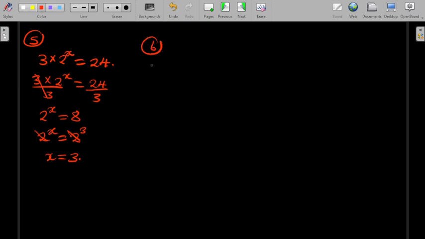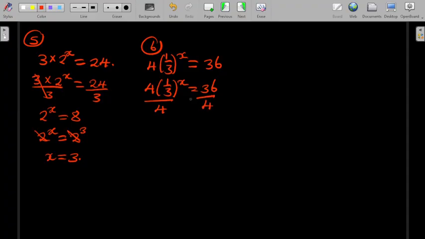Then number 6, we have 4 open 1 over 3, then the power is x, and this is equal to 36. Given this equation, to solve for x, like I said, we can't multiply and we can't make 4 cross an equal sign. So what we'll do first is divide. So we have 4 times 1 over 3 to the power x, which is equal to 36. You divide by 4 throughout.